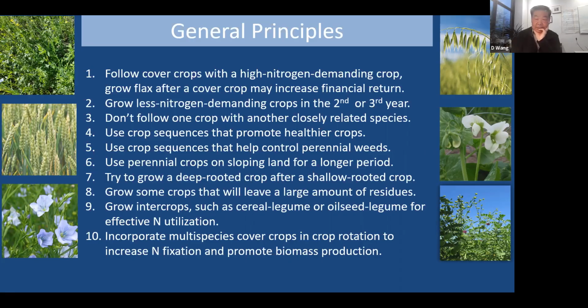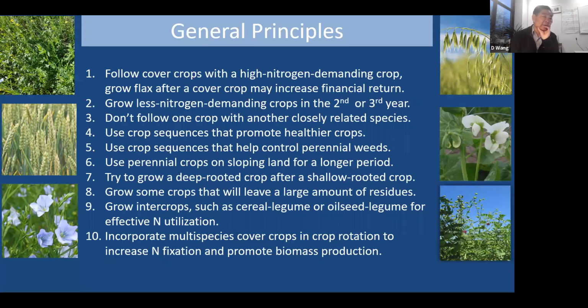In general, these 10 principles should be considered as a guideline when you choose your crops for rotation. I list those 10. The first one is following a cover crop with a higher nitrogen demanding crop, or you could grow flax after a cover crop. That would increase your flax yield by up to 50% based on SCIC's data from the past 10 years. So that would produce a tremendous financial return if you do that.